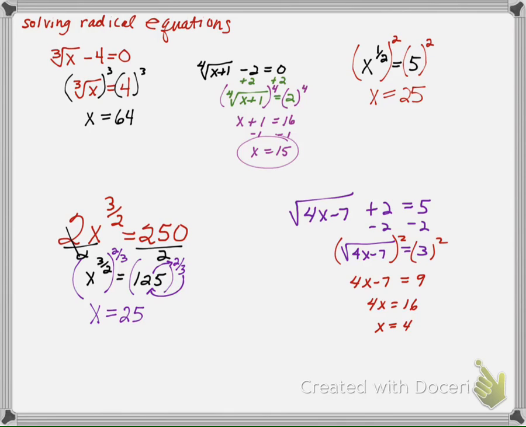How'd you do? Did you get 4? Yeah? Okay. All right, so those were the baby ones. Those are the easy schmeezy ones. Let's kick it up a notch, right? Okay, square root 3x plus 2 minus 2 root x equals 0.